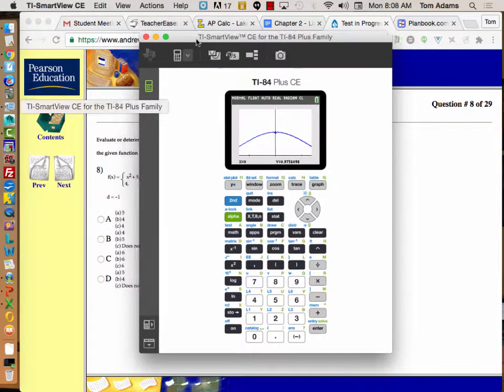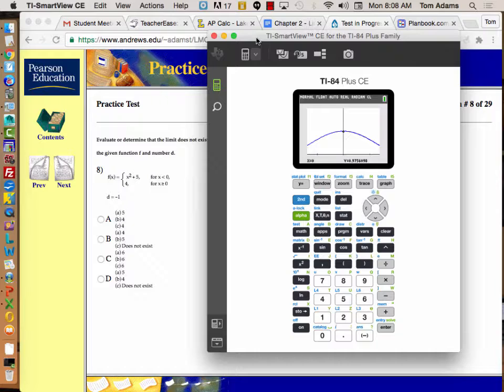Now you might say, Mr. Adams, how do I graph a piecewise function? Let me show you. Okay. Well, the first part of the function is going to be x squared plus, oh wait, you guys should be getting your calculators out and doing this as well. X squared plus 5.